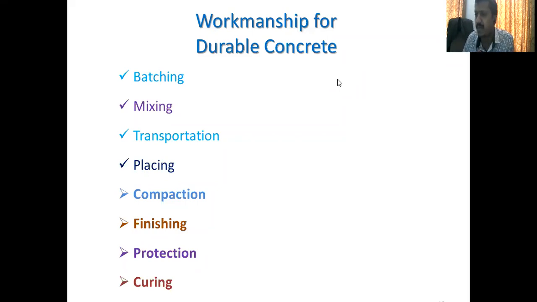We will discuss this part in detail also, but in our next lecture. So batching is also important. It will again play a vital role as far as durability of the structure is considered. Then mixing, proper mixing should be there. Transportation, placing, compaction, finishing, protection and curing. These are the key steps and you have to follow all of them.